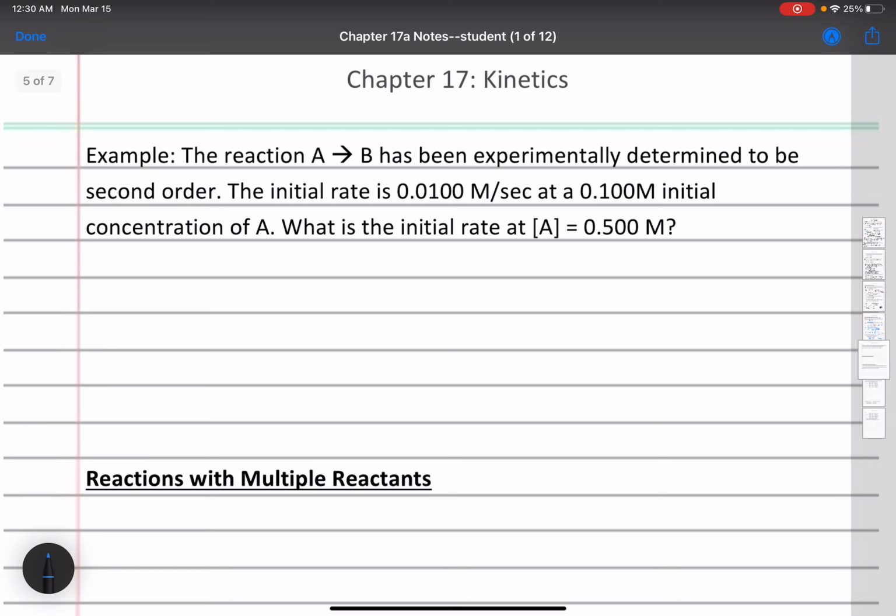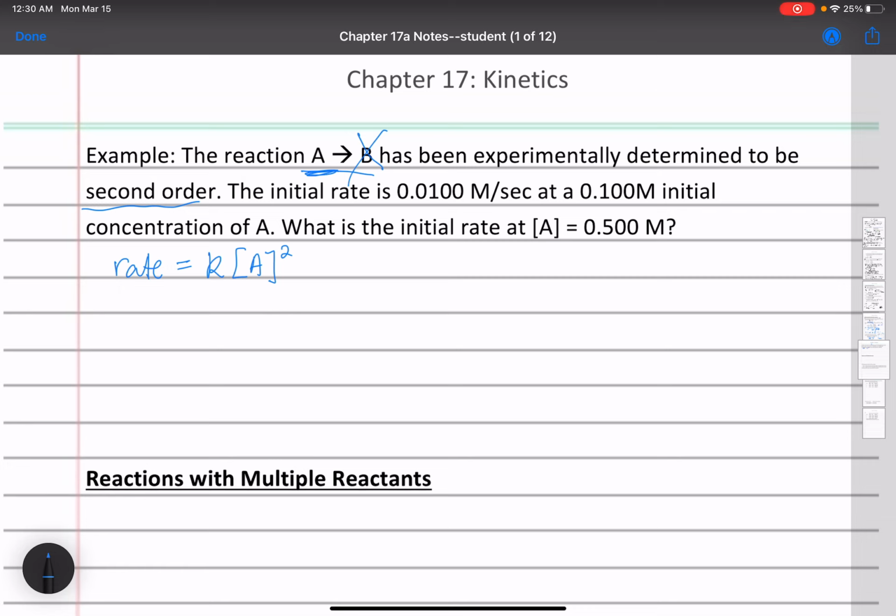Okay, so let's do another example where we find the reaction order and the K value. We've got this reaction, A goes to B, we're still using the simple reaction, which has been experimentally determined to be second order. So it's telling us that it's second order. We don't have to solve for the order. So we can go ahead and write out the rate law for this reaction. The rate law is equal to K times the concentration of the reactants to their powers. The only reactant here is A. Notice that the product has no place in the rate law.